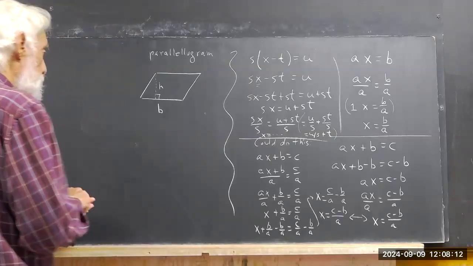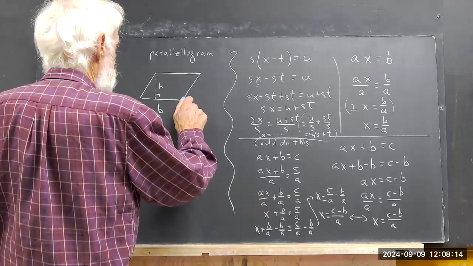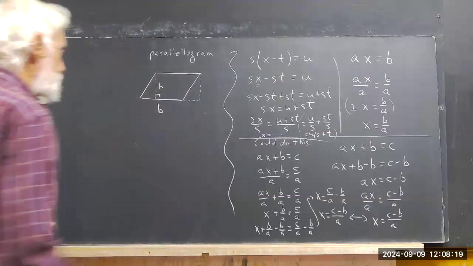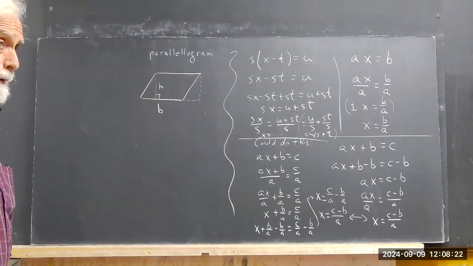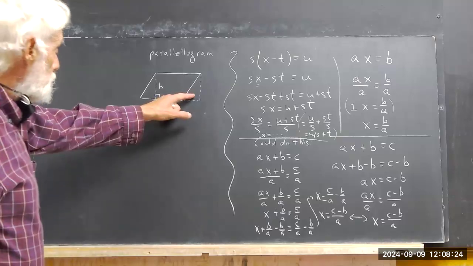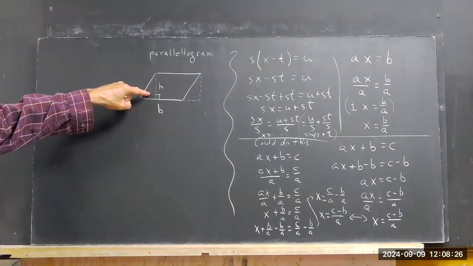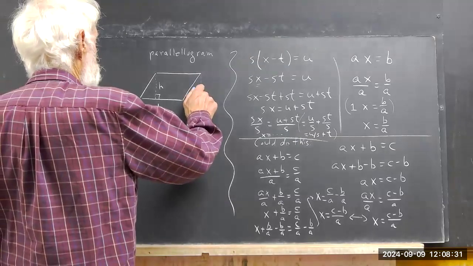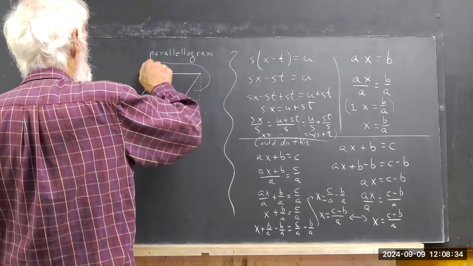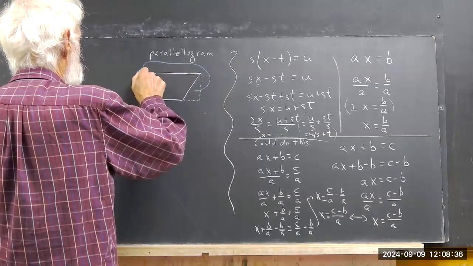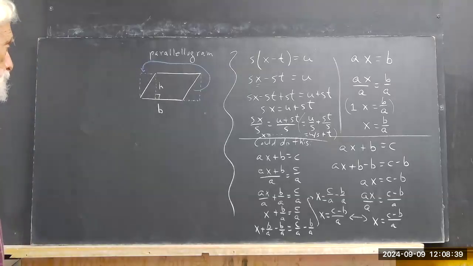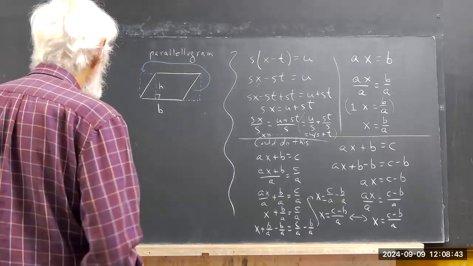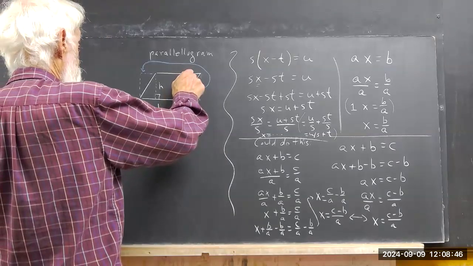What I'm going to do is say, well, I can extend this out here a little bit, and I can make a triangle over here. Now, this triangle has the same dimensions as this one. Which means if I take this triangle and slap it on here, then what I've got is a rectangle.